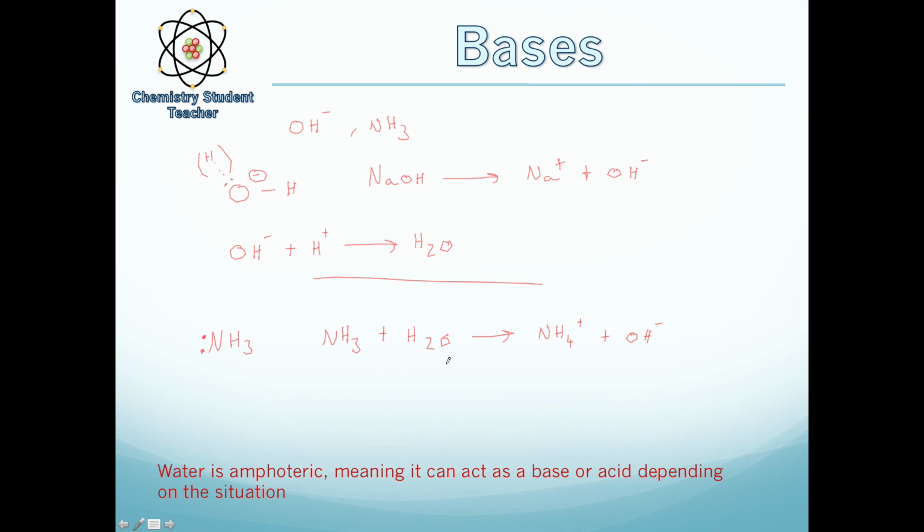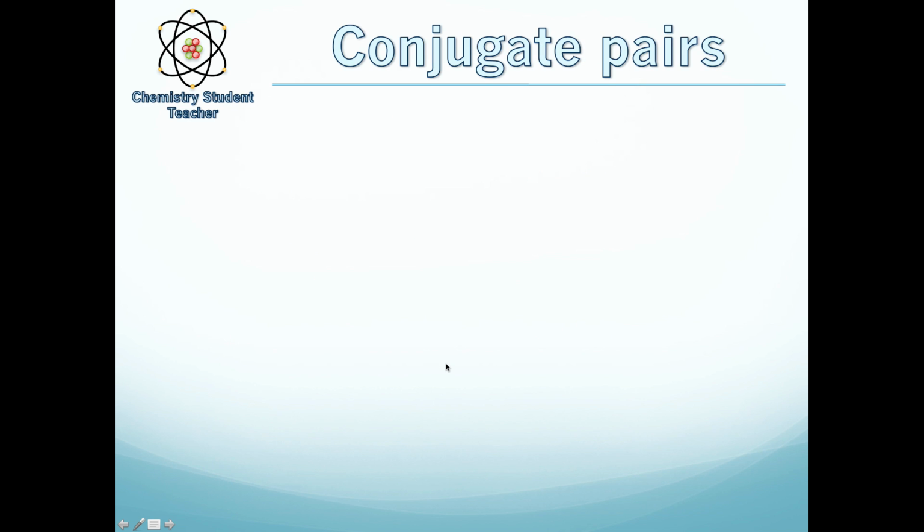So conjugate pairs. Well, this is a pairing of an acid and a base in reaction. So I'm just going to use an example to demonstrate this, as it's easier to understand with examples. So you have HCl and H2O, which could react to form H3O+ and Cl-.